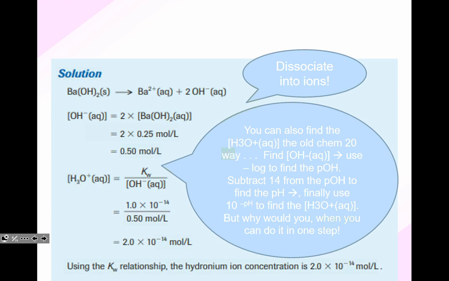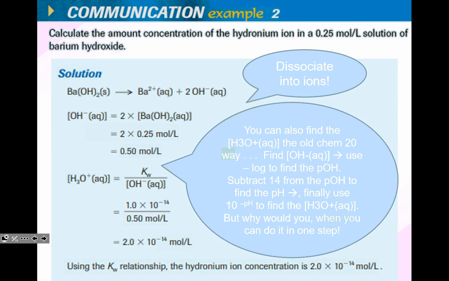Okay, so here's another question. Calculate the amount concentration of a hydronium ion in a 0.25 moles per liter solution of barium hydroxide. Now, here we want the hydronium ion concentration. This time they don't give you an acid. That would be easy, finding the hydronium ion concentration in an acid. Now they give you a base, barium hydroxide.